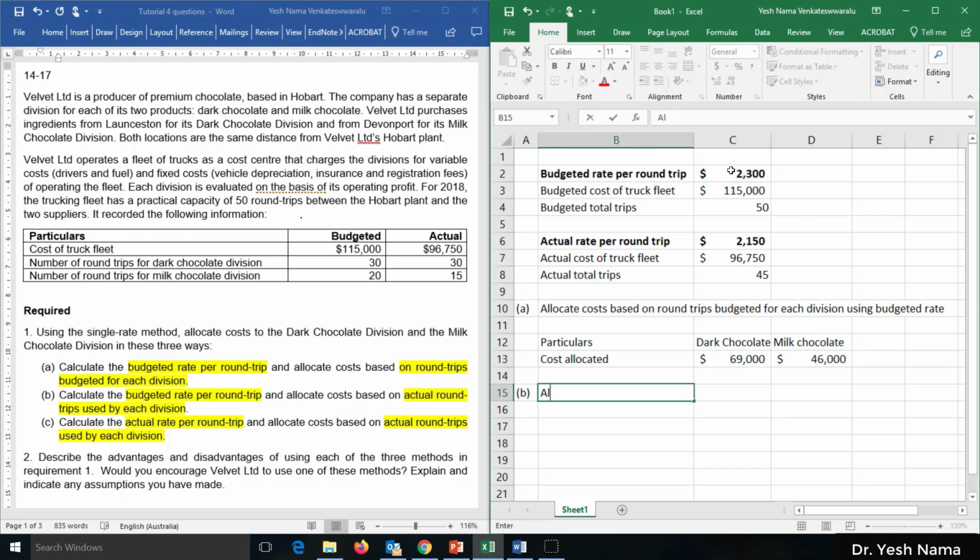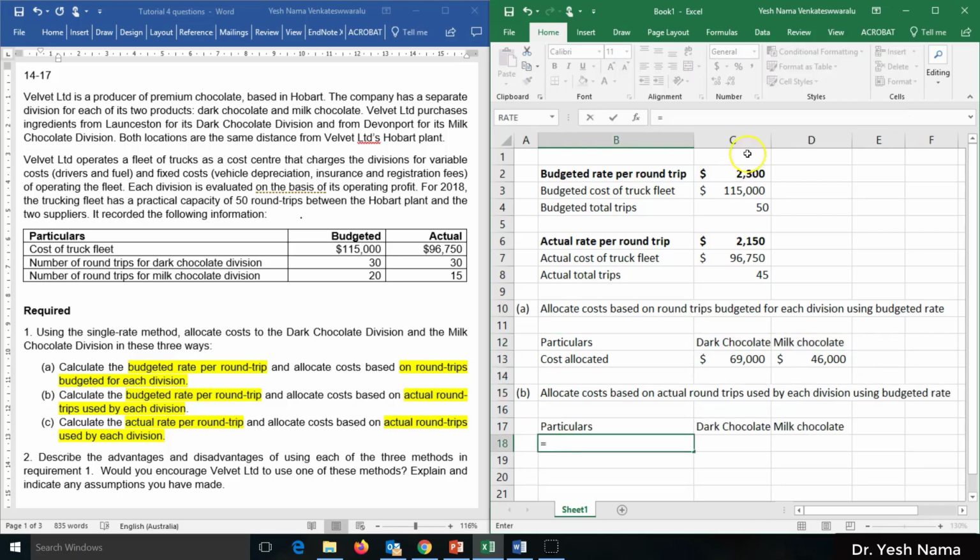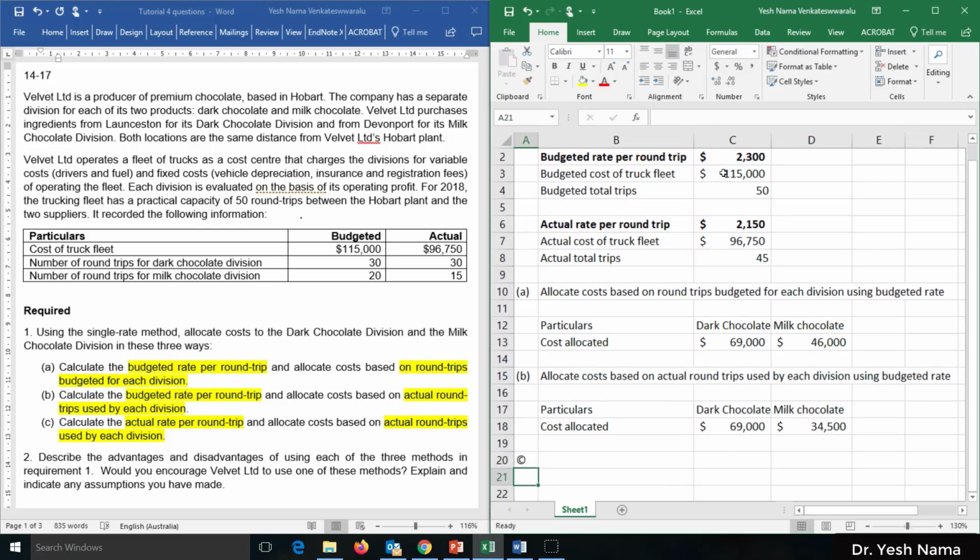Part B. Allocate costs based on actual round trips used by each division using the budgeted rate. So here again, for cost allocated, we are using the actual number of trips. So the actual number of trips is 30 for dark chocolate times the budgeted rate 2,300, and the actual number of trips 15 for milk chocolate times the budgeted rate 2,300. So this is the cost allocation using the budgeted rate and actual number of trips.